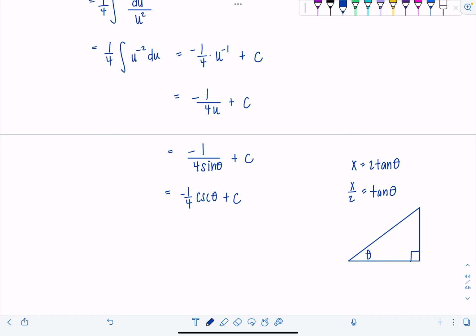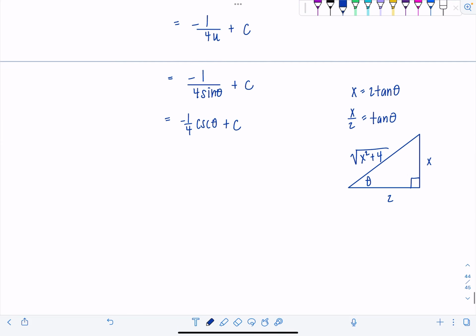Here's my theta. Tangent of theta is x over 2, so that means opposite over adjacent, x over 2. The hypotenuse is going to be radical x squared plus 4. Thank you, Pythagoras. And then now we can go ahead and figure out what cosecant of theta is. Cosecant of theta, that's the reciprocal of sine, right? So sine is opposite over hypotenuse. Cosecant's going to be hypotenuse over opposite. Hypotenuse is radical x squared plus 4. Opposite is x. So that's the ratio we need. Radical x squared plus 4 over x plus c.